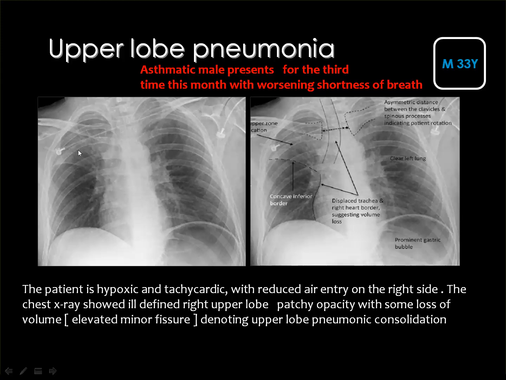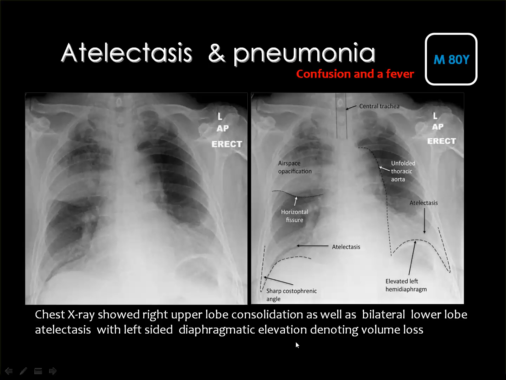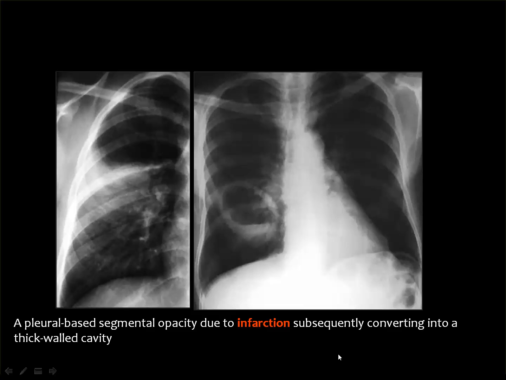You can easily also appreciate the presence of internal air bronchogram. And this is another example of upper lobe pneumonia on the right side, lower lobe pneumonia on the left side, and you got some atelectatic bands in the right lower lung lobe.